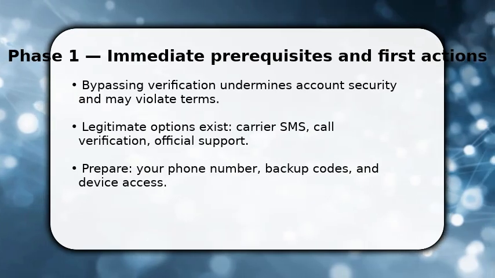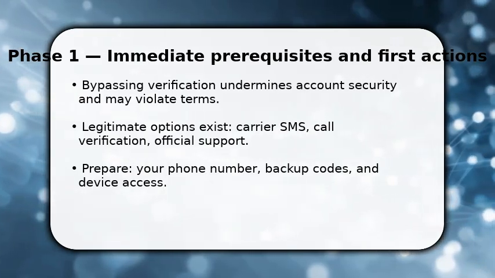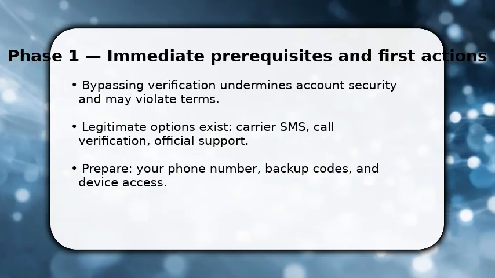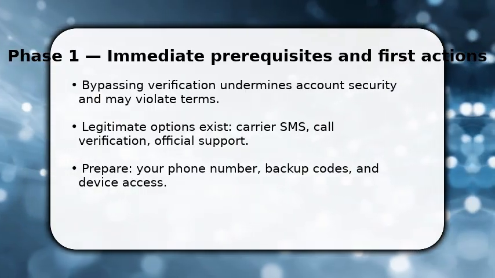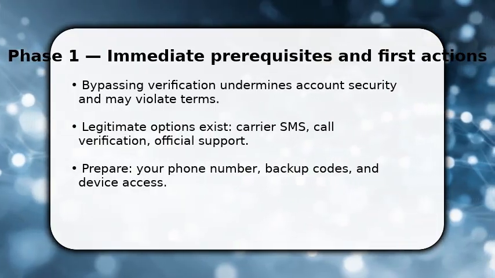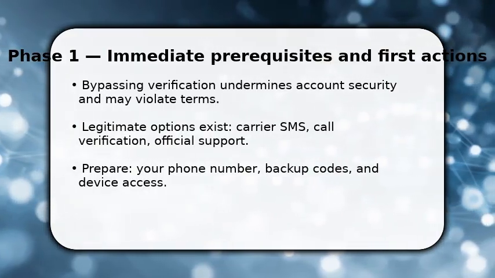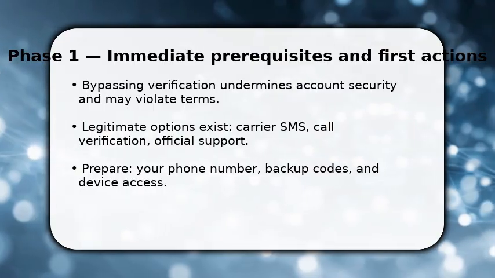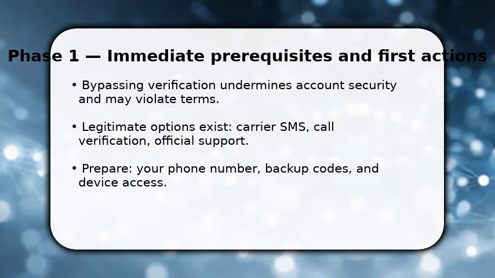Enjoy the video. You cannot be shown how to bypass WhatsApp verification. It's a security control meant to protect accounts. Instead, start by confirming you control the phone number. Check SIM status and signal. Once done, use the app's built-in request code via SMS or call because those are the supported recovery paths.